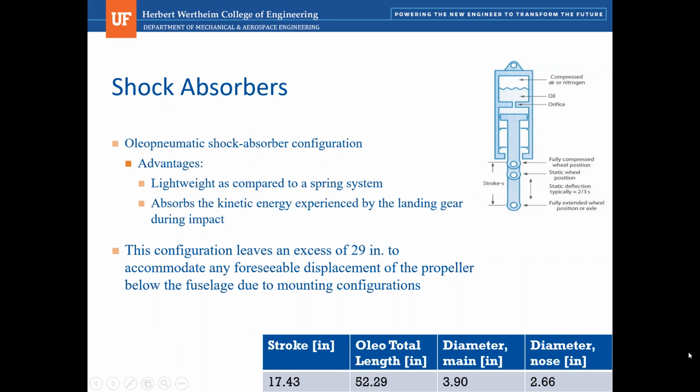After calculating using methods in the book, the stroke length was found to be 17.43 inches. The total oleo length was 52.29 inches, with a diameter of 3.90 inches for the main wheels and 2.66 inches for the nose wheel. This configuration leaves an excess of 29 inches to accommodate any foreseeable displacement of the propeller below the fuselage due to mounting configurations. This is really good because we needed at least, I believe, 8 inches of clearance to the ground, and we have much more than that.